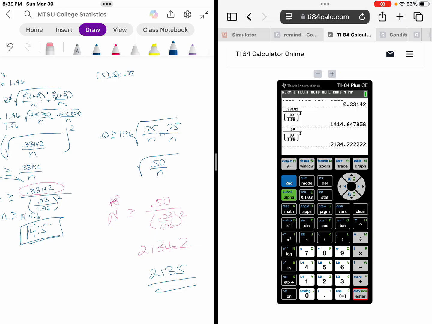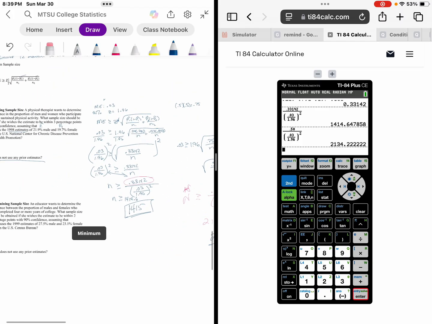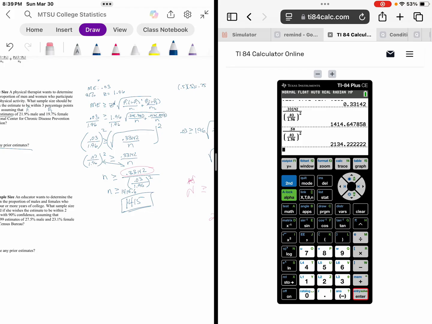All right. So now, why did it increase? Well, our P hats went from something low, like 19% and 21%, to now 50% for both. So that's the maximum we would need to do to get our margin of error at 3%.